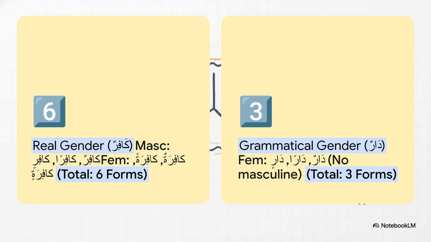Let's just look at that one more time. For kafir, you've got 3 forms for the masculine and 3 forms for the feminine. That's your 6 variations. But for dar, because it's only grammatically feminine and there's no such thing as a masculine house, you're stuck with just 3 forms. And that is why you absolutely have to identify the gender first. It's the only way to know which grammatical roads are even open for that word.